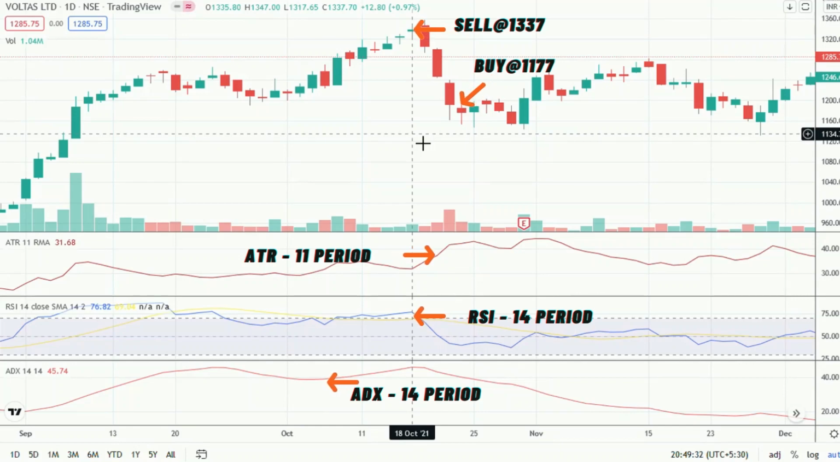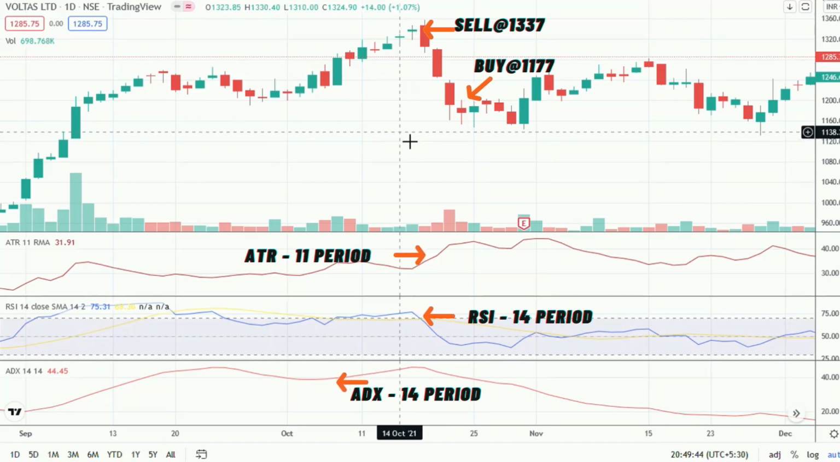Condition 2 says that the ATR value on 18th of October, which was 31.68, has to be less than the value the previous day. Okay, so the previous day ATR was at 31.91. So clearly the current value is less than the previous day's value. So condition 2 is met.